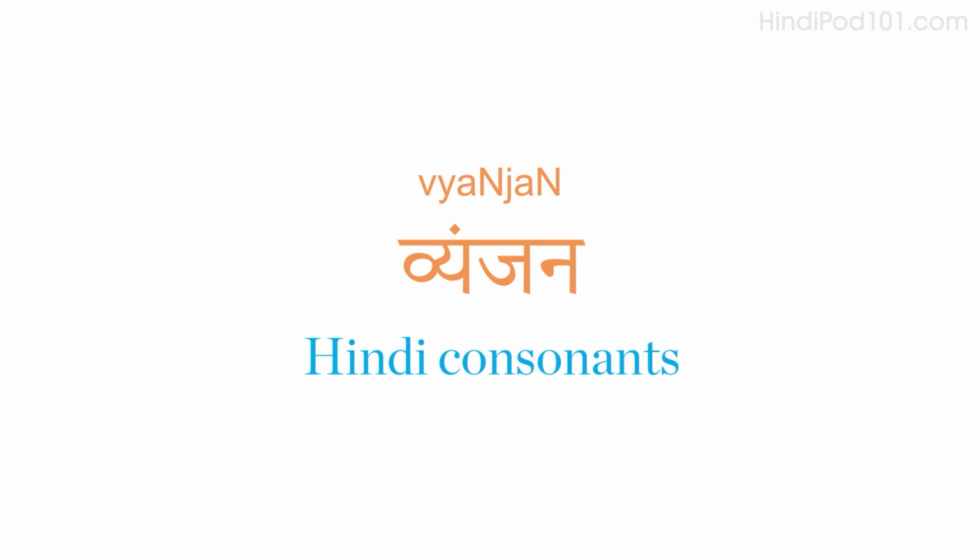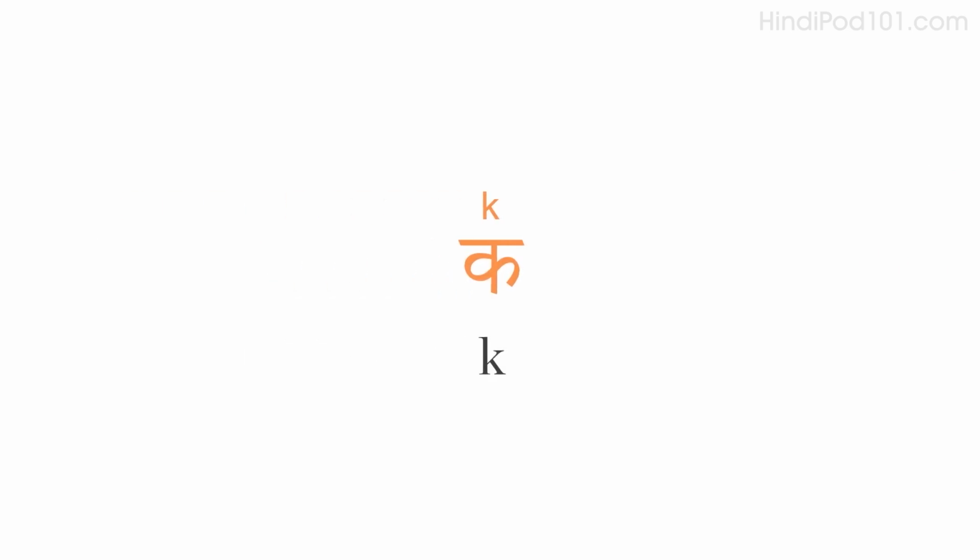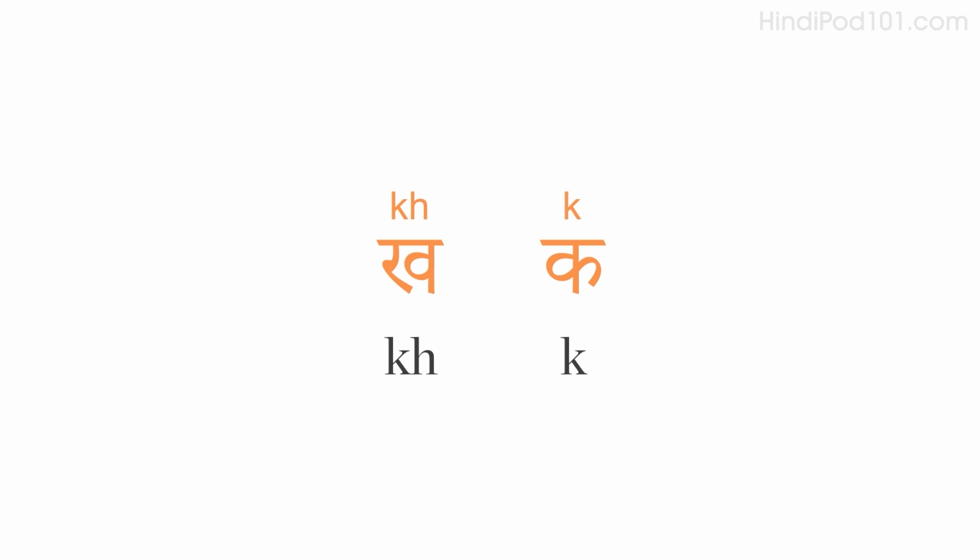Hindi consonants are known as Vyanjan. You're already familiar with many of them because the sounds already exist in English or are quite similar to certain sounds in English. For example, the first consonant in Hindi is K, which is similar to the English letter K. But the next one doesn't exist in English. When you say it without aspiration, you get K. But when you say it with aspiration, it becomes Kh.